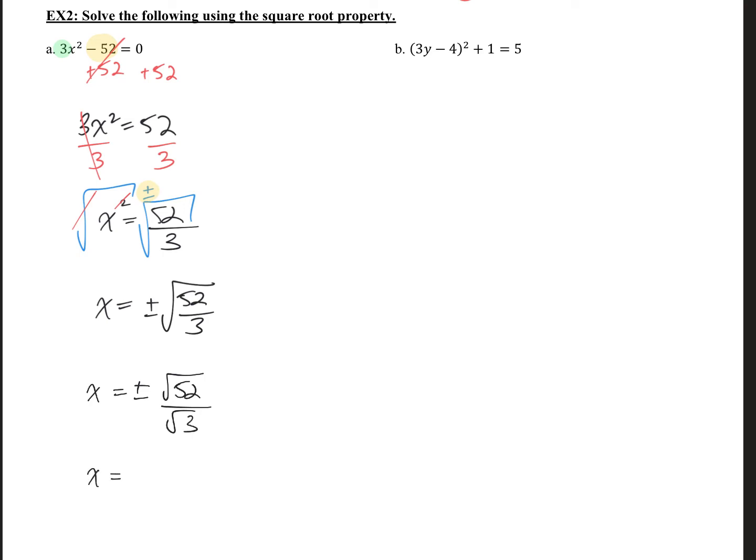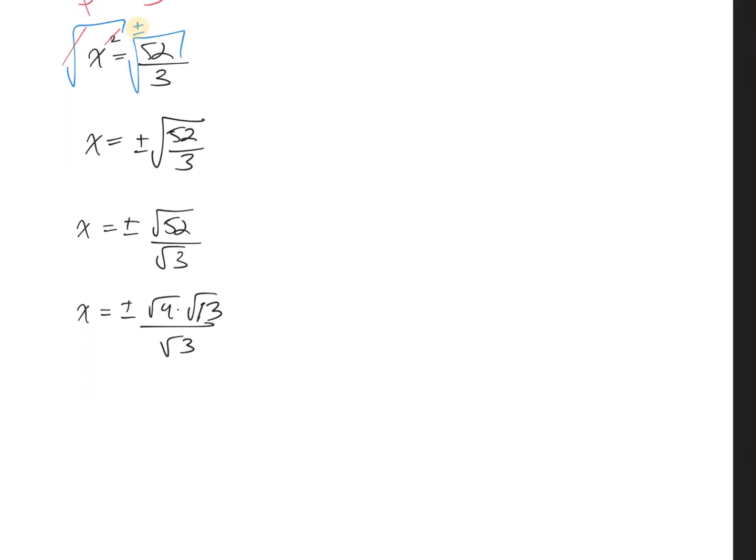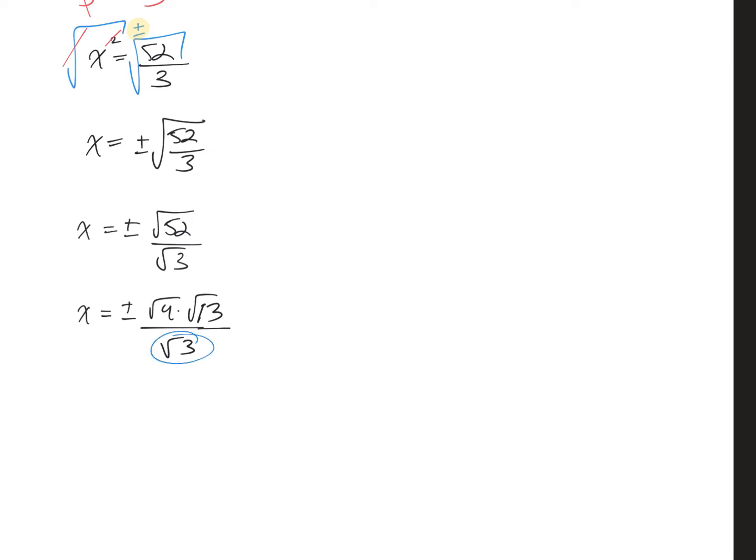And then 52 is 4 times 13. So go ahead and rewrite it as root 4 times root 13 divided by root 3. Let me fix this up a little. Okay, so we can simplify the 4, but then the next problem we have is that root 3 in the bottom. We cannot have radicals in the denominator. So how do we get rid of that?